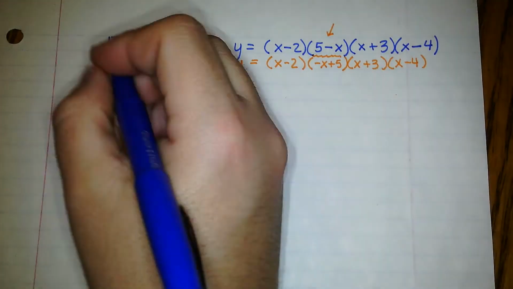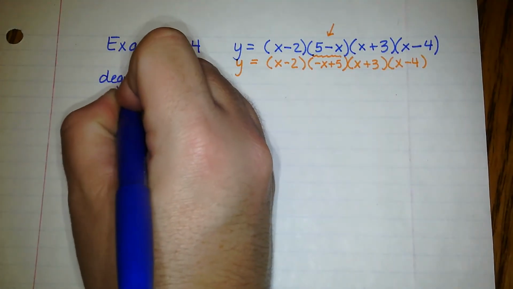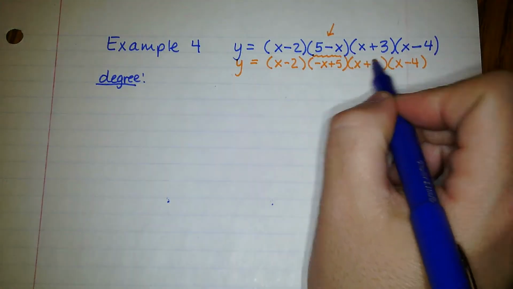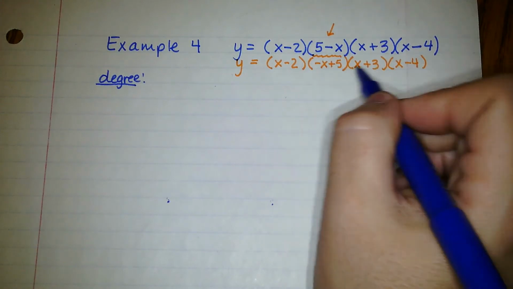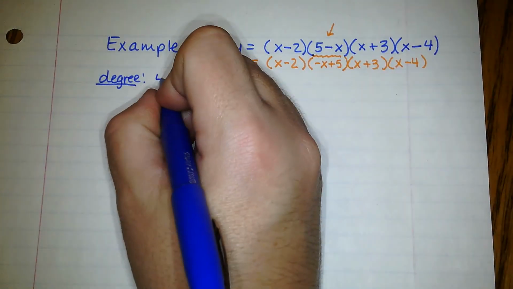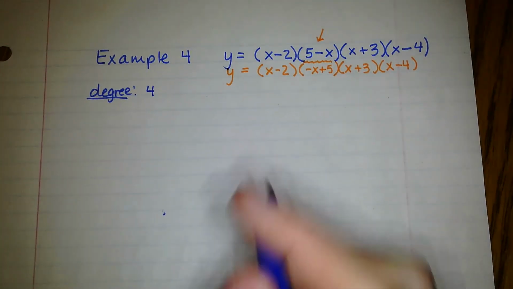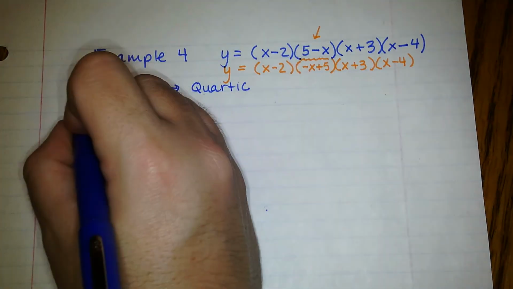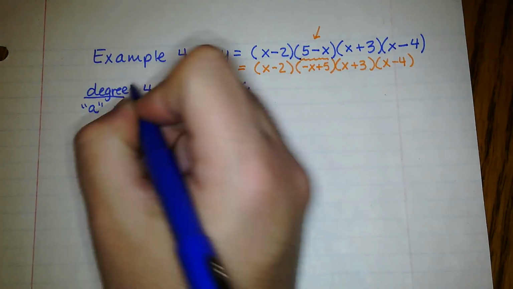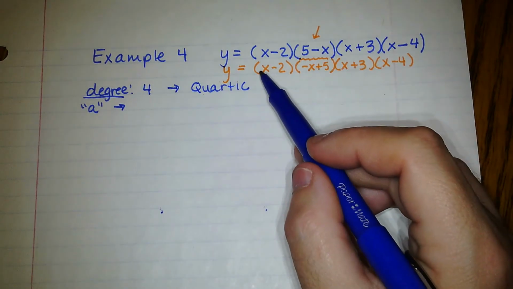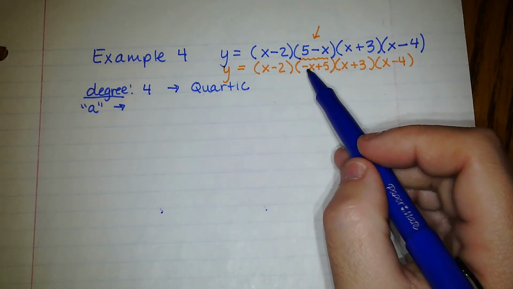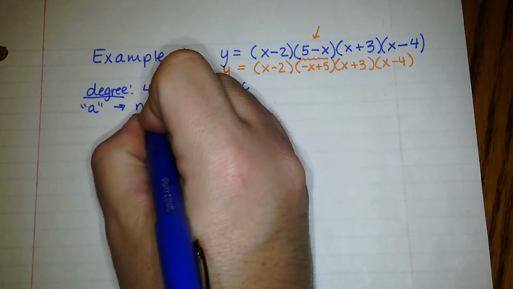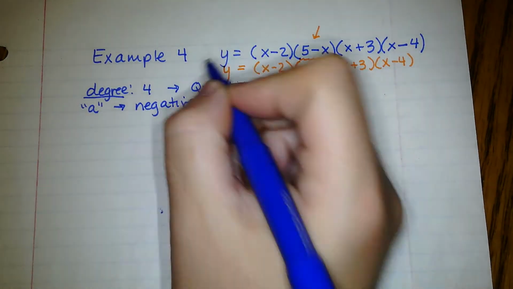Now, let's see what this says. What are we working with here? So I've got an x times a negative x times an x times an x. Well, right there, there's x to the fourth. So we've got a fourth degree polynomial, which we call a quartic. Is our a positive or negative? Well, I've got a 1 times a negative 1 times a 1 times a 1. Oh, that's a negative 1. So that means that we're going to have a negative quartic.